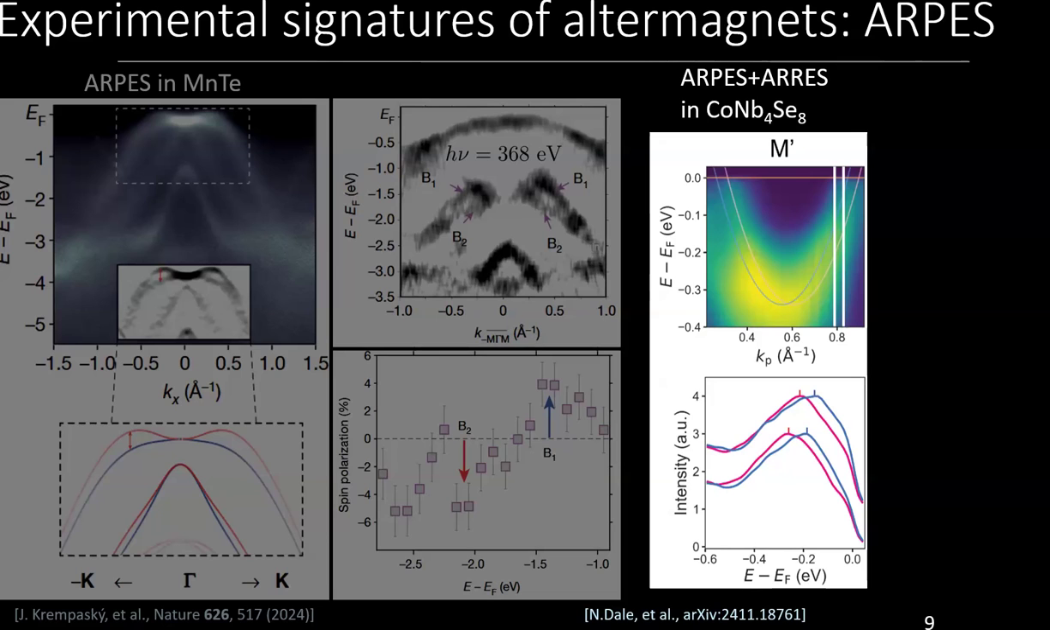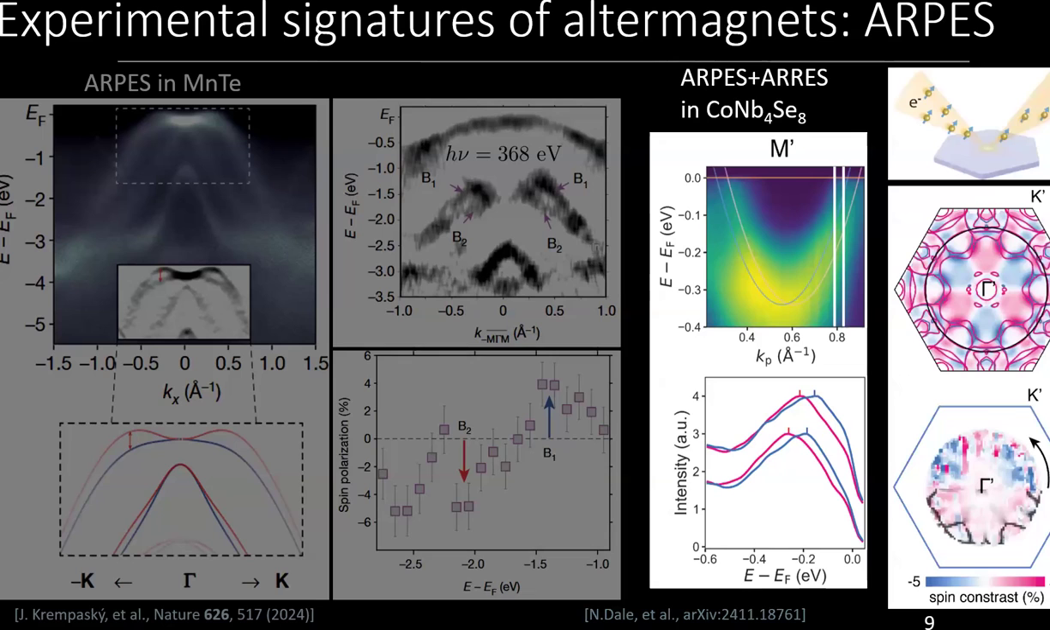altermagnetism. But what they actually did, they used a slightly different technique, which is called angle resolved reflection ARPES, angle resolved reflection emission spectroscopy. And they can map out the cross section of the Fermi surface at fixed energy. This is momentum space, and this cross section shows a nice d-wave symmetry. So this material is a d-wave altermagnet.